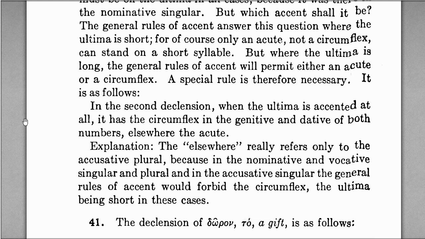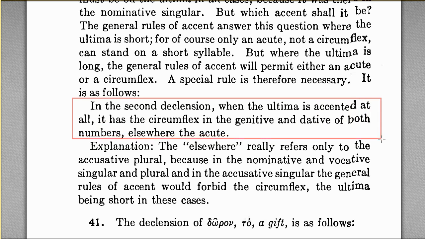It is as follows. In the second declension, when the ultima is accented at all, it has the circumflex in the genitive and dative of both numbers, elsewhere the acute. Ooh, that's a good rule. I would put a box around that if possible. Let's see if I can do that. I'll put a box right there. That is something that's very good to highlight.